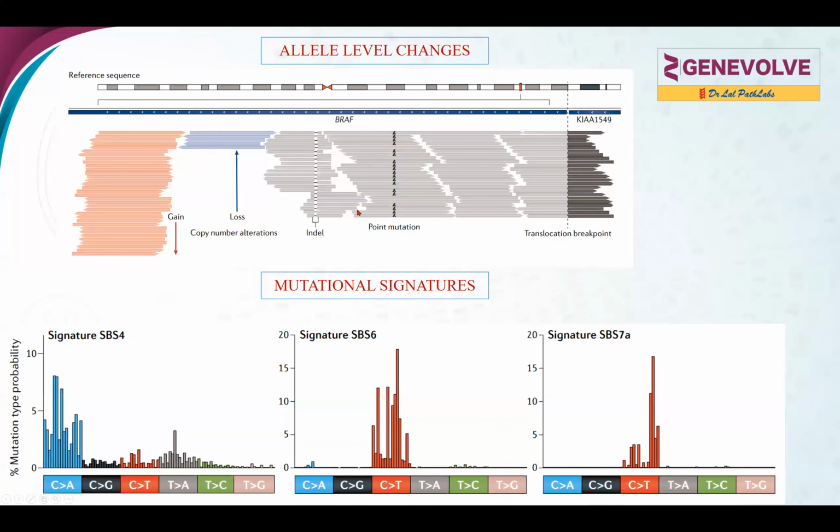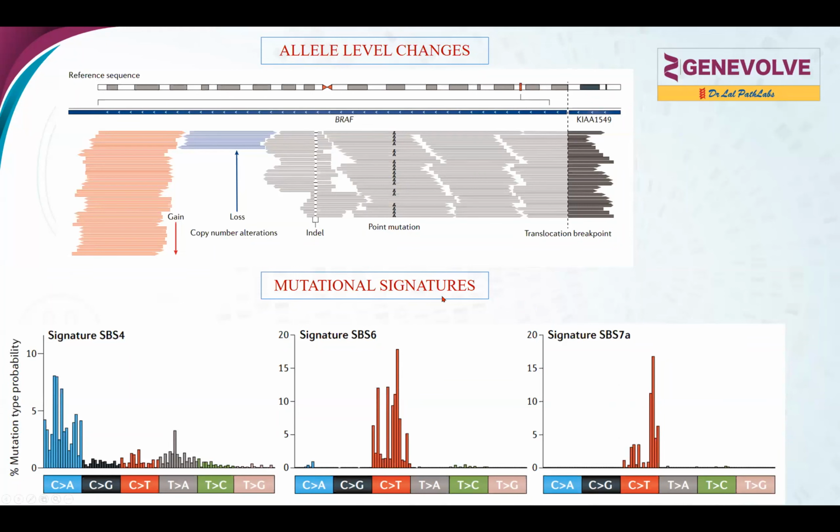So once you look at an integrated genome viewer, you understand if there is a point mutation, if there is a deletion of any of these nucleotides, if there's any copy number loss or gain, or if there's any fusion between these two genes. So this is called the IGV, and it gives you an allele level change.